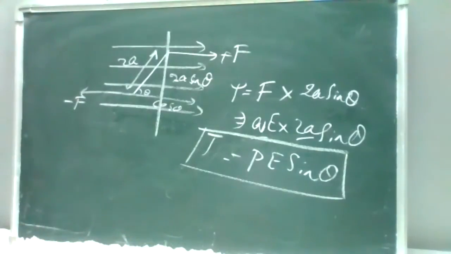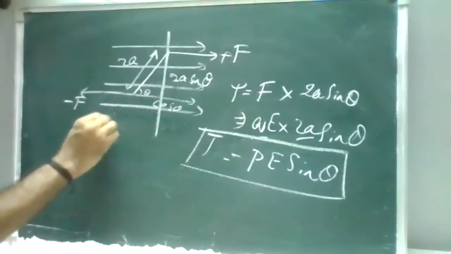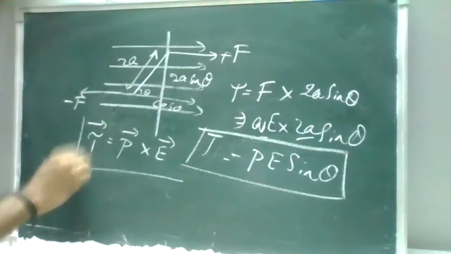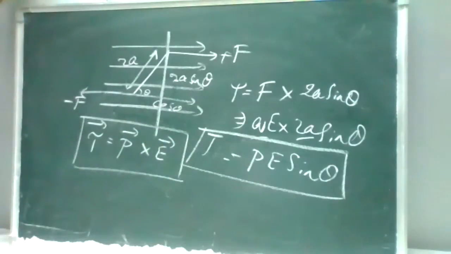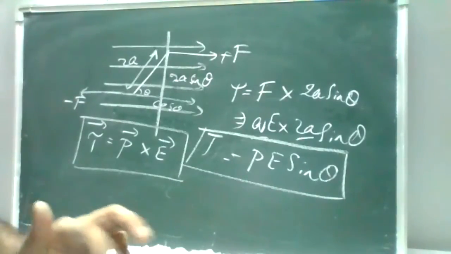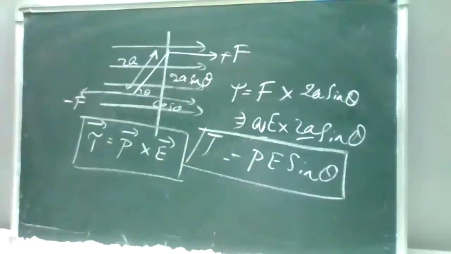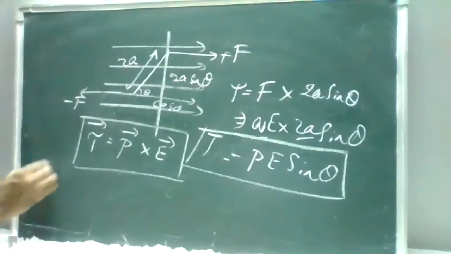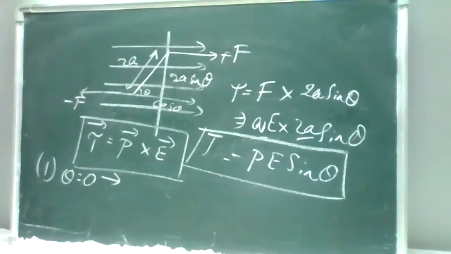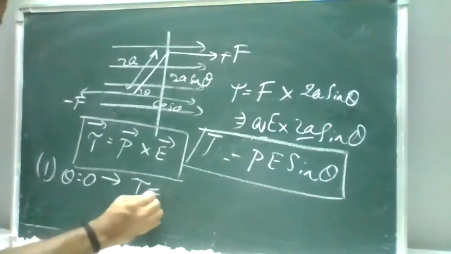If I specify this in vector form, the torque vector is equal to the P vector cross the E vector. P is your dipole moment and E is your electric field. For vectors, the angle theta does not appear; we specify it with respect to the vectors. We'll see some special cases in this. First case, if theta is equal to 0. What will happen to the torque if theta is equal to 0? What is the torque?